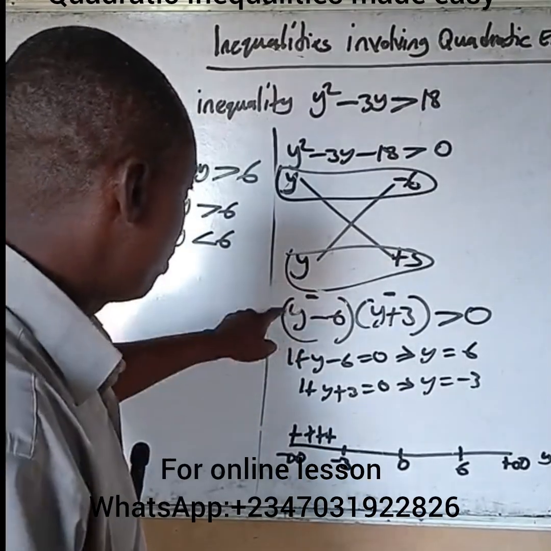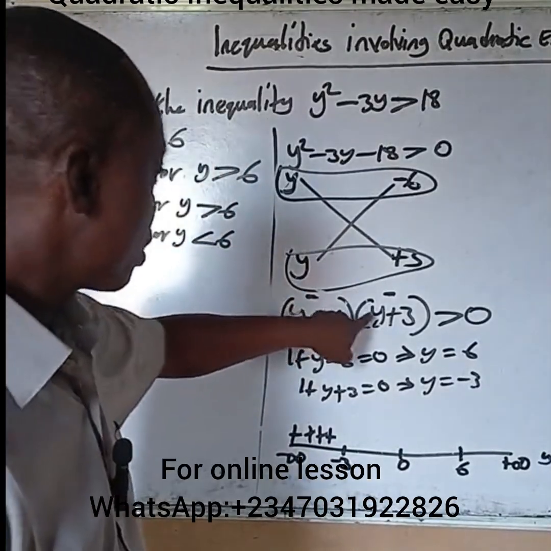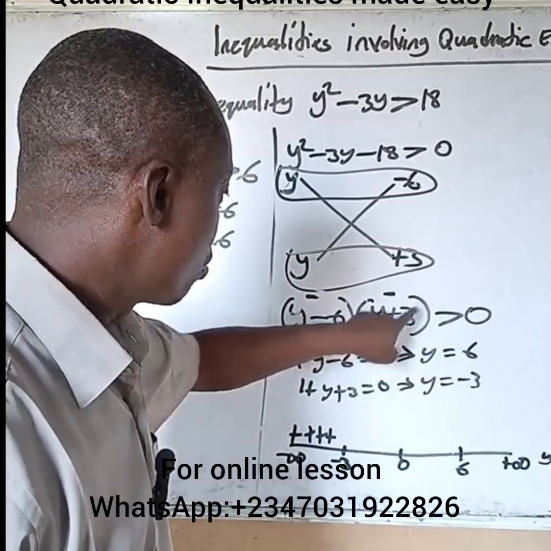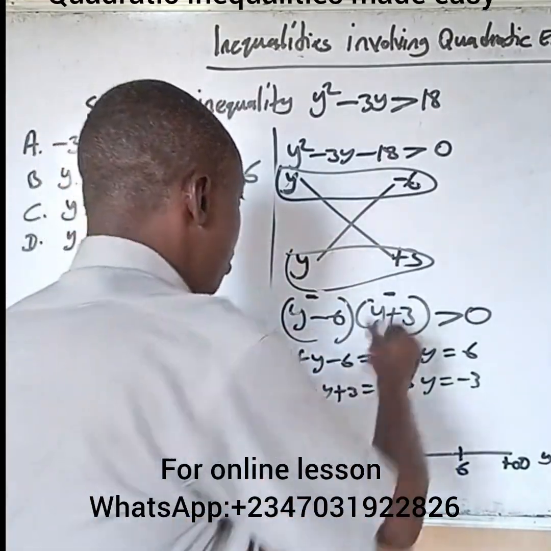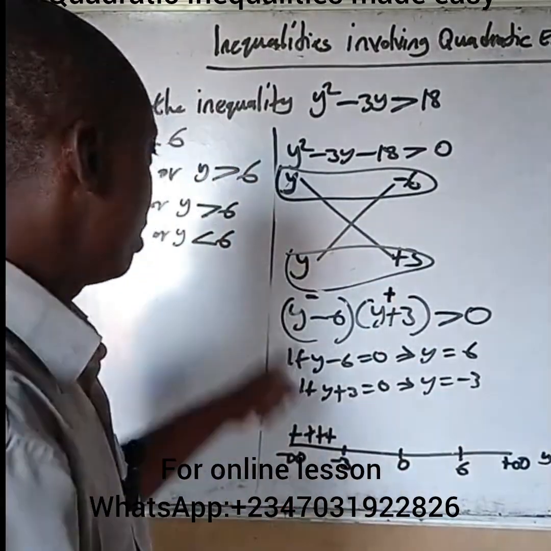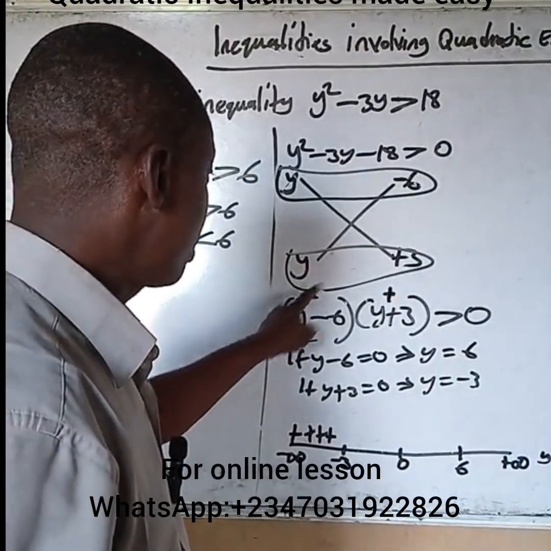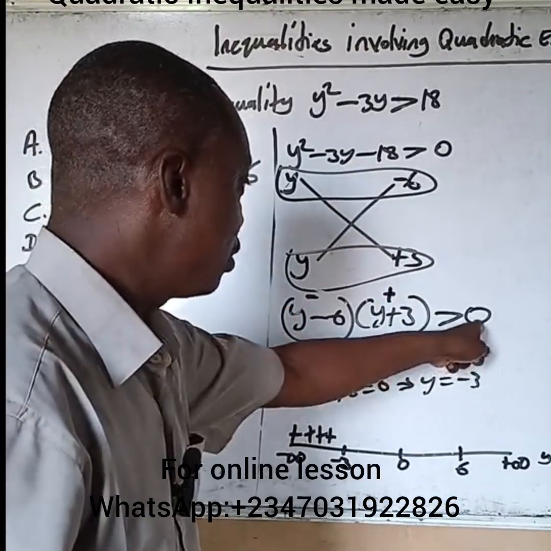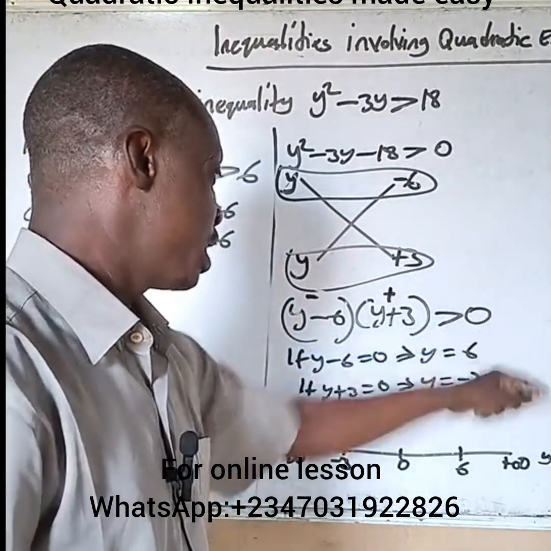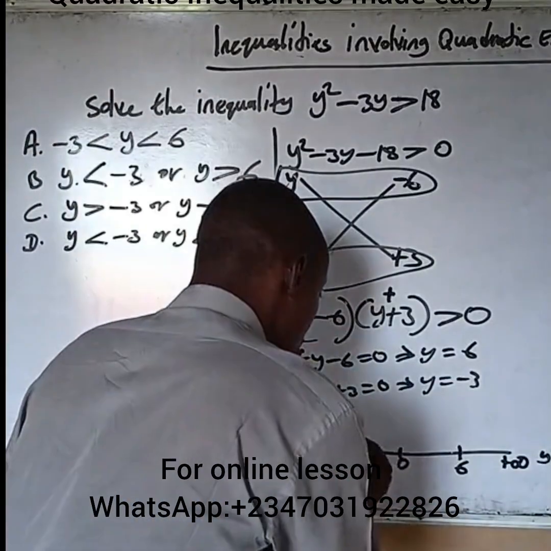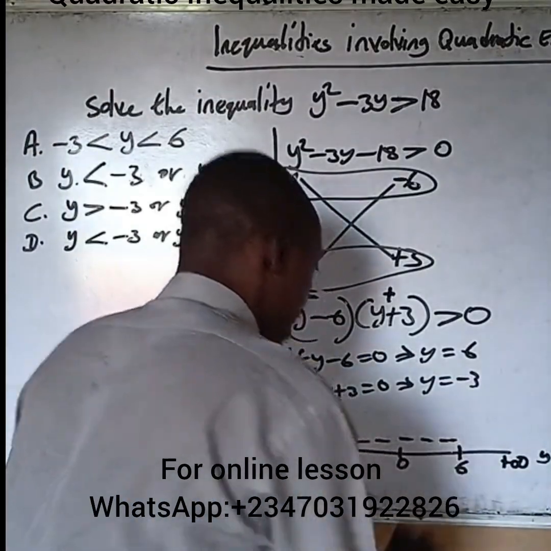0 minus 6 will give us minus 6. 0 plus 3 will give us plus 3. So here will be plus. Now it will not be positive: minus times plus will now give us minus, and minus is less than 0, but what we need is supposed to be greater than 0. So which means anything we have here will be minus, as the case may be.